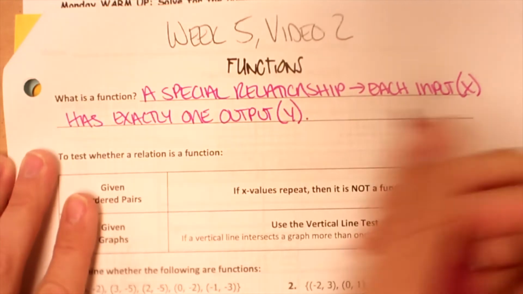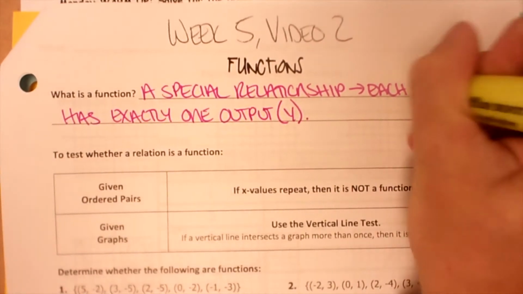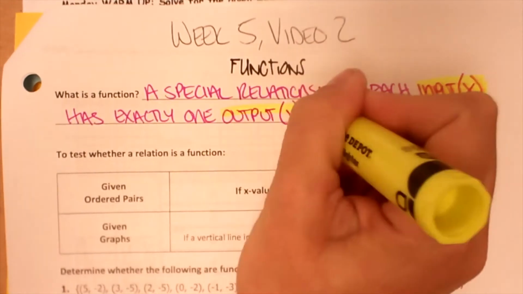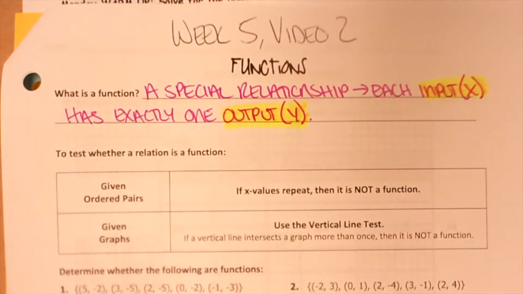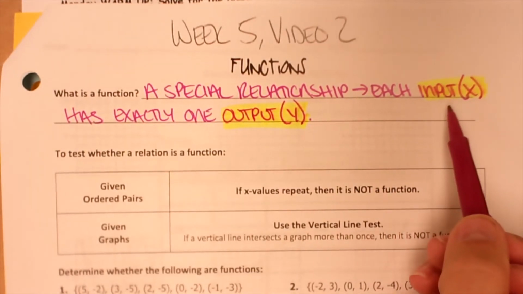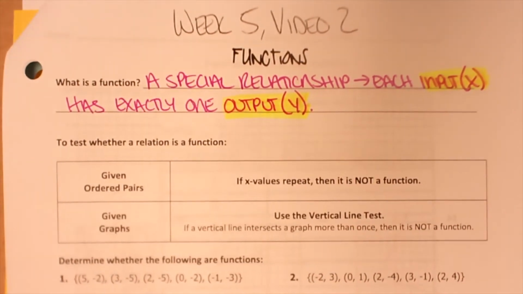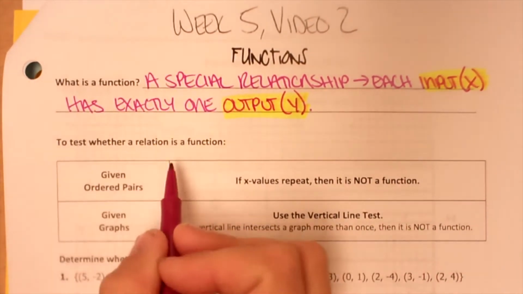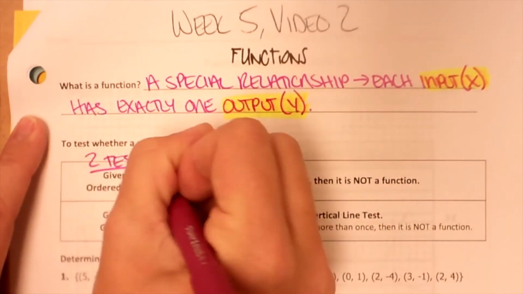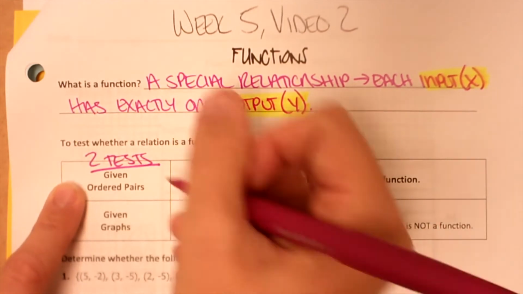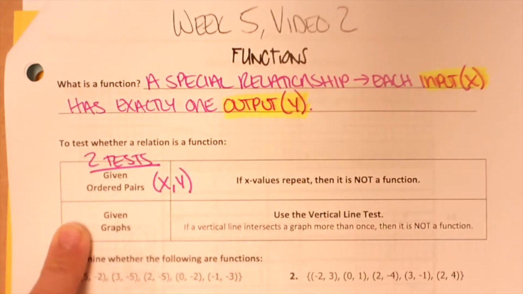So these are new vocabulary that we need to think about. Your input is known as your x, your output is known as the y. So for it to be a function, your x cannot be repeated. And there are different tests you can use. To test whether a relation is a function, there are two tests. When you're given an ordered pair, remember that's x, y, or when you're given a graph.